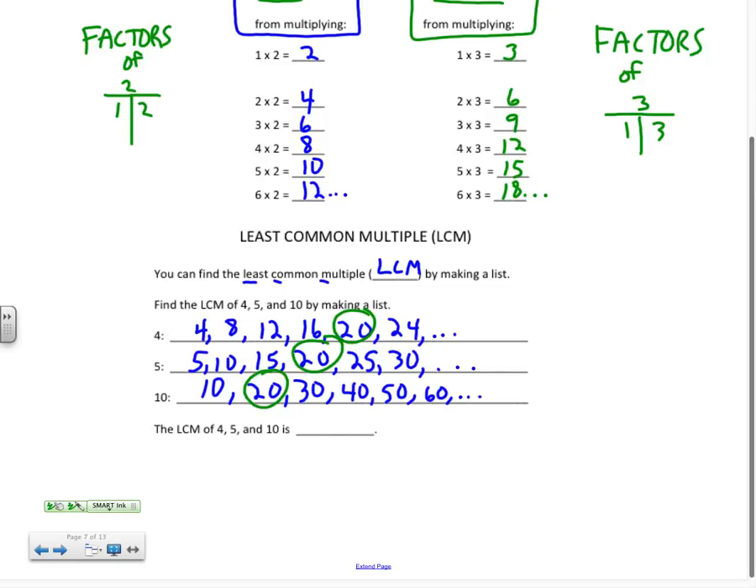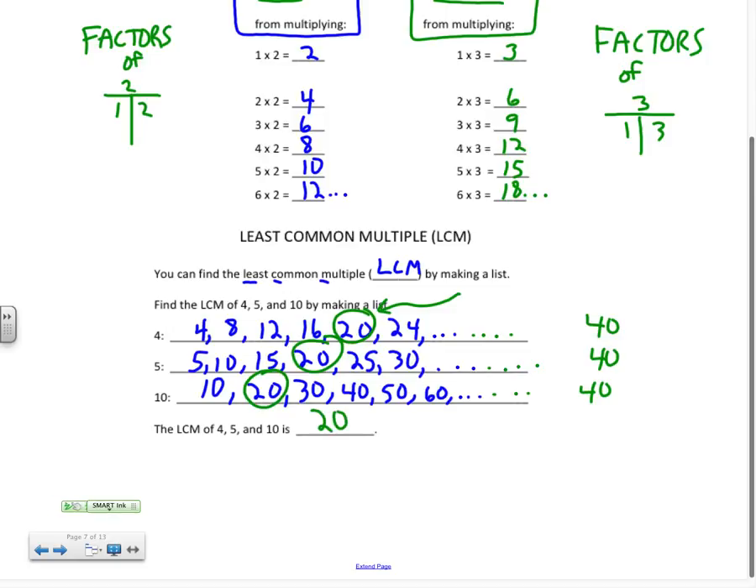Now, if I were to extend this list, the next common multiple wouldn't be the least, but it would be in common. If I kept counting, I would come up to 40 in each list. But that's not the least common. The first one you see is the least common. So the least common multiple of 4, 5, and 10 is 20.